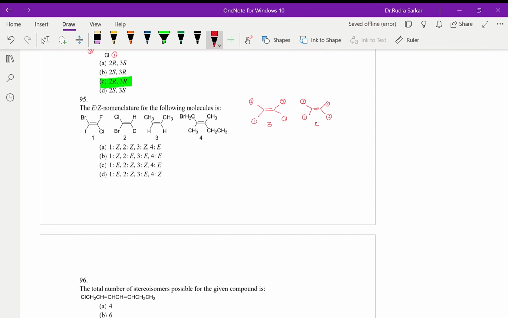So let's compare. Iodine obviously over here is 1, and among fluorine and chlorine, chlorine is 1. If we consider iodine and bromine, it is 2, and if we consider chlorine and fluorine, it is 1. So this is basically going to be Z. For this one, among hydrogen and deuterium, deuterium is 1. Among chlorine and bromine, this is 1. So this is also Z.